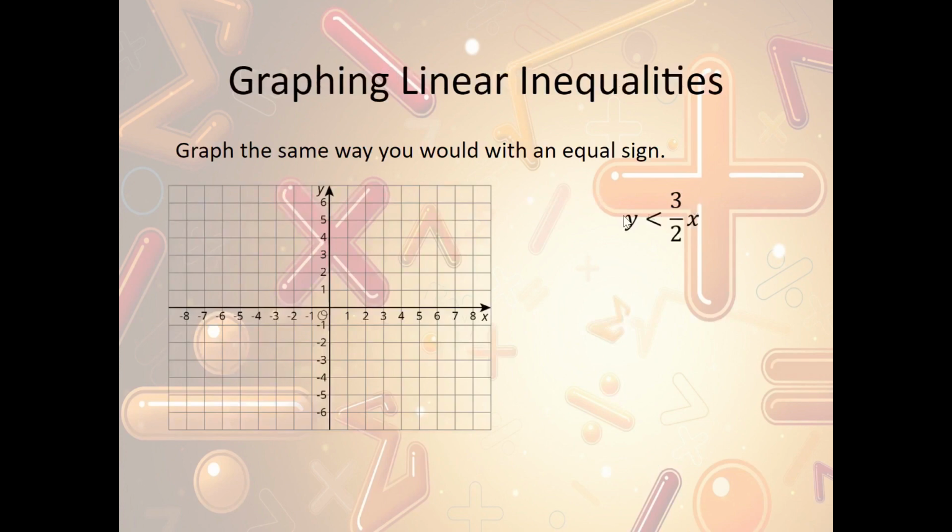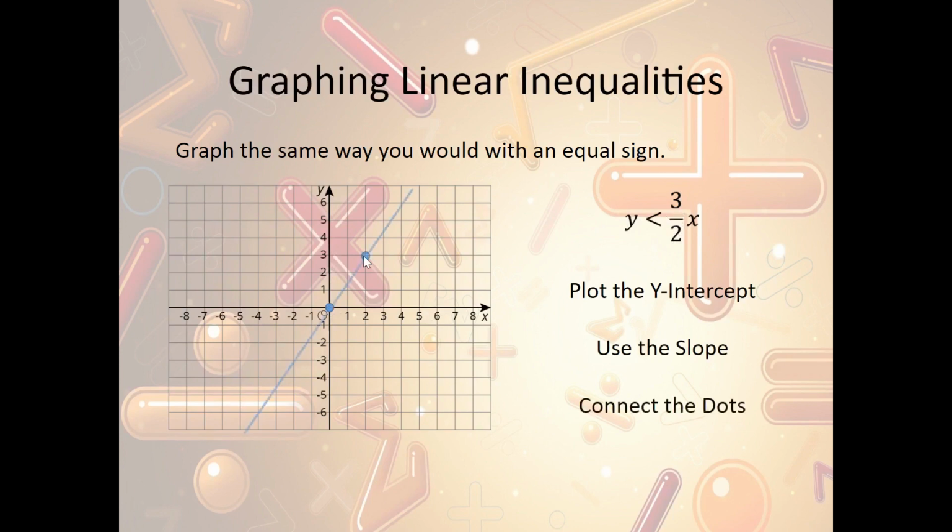Well, when we graph these, we have y is less than 3/2 x. So we're going to plot the y-intercept first. Notice there is none listed here, so our y-intercept is 0. So I'm going to go here to 0 and plot my point. And my slope is 3/2, so I'm going to go up 3 to the right 2. Plot my point, and normally I would just connect the dots.